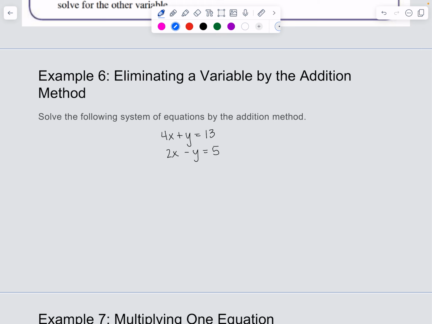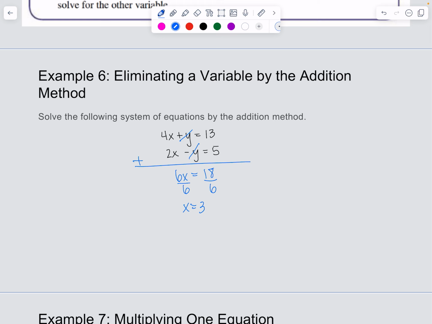What we are doing is we want to eliminate one of them. So I see right away when I see these types of problems, I'm looking for where one of my variables has the same coefficient but different sign. I have positive 1y and negative 1y. That's beautiful for me because now I can just add them straight away and the y's will eliminate each other. So 4x plus 2x is 6x, and 13 plus 5 is 18. Divided by 6, x equals 3.